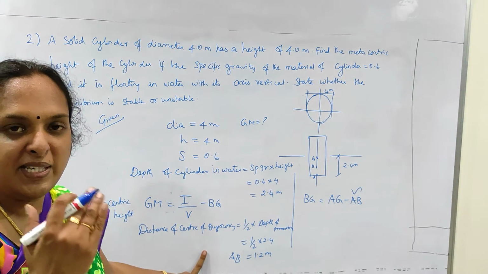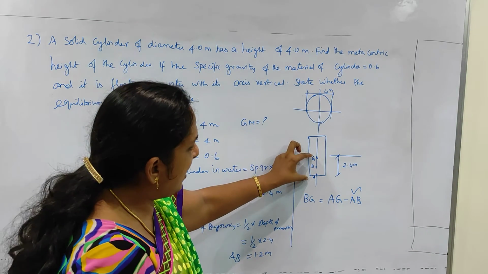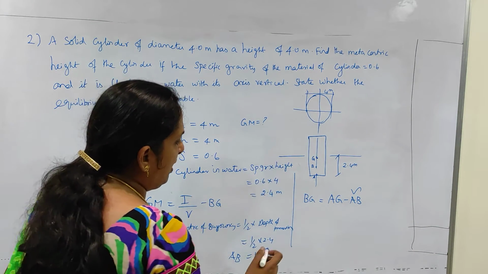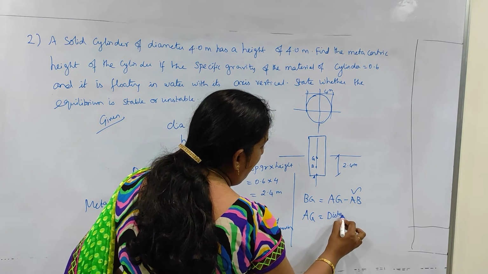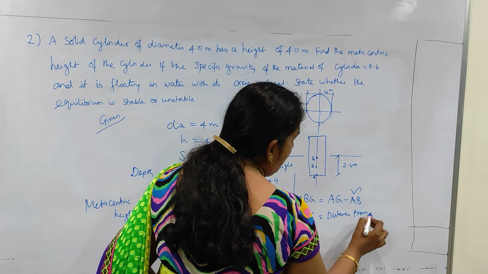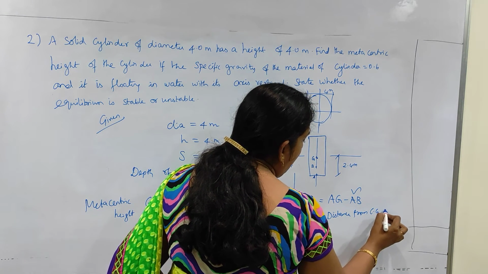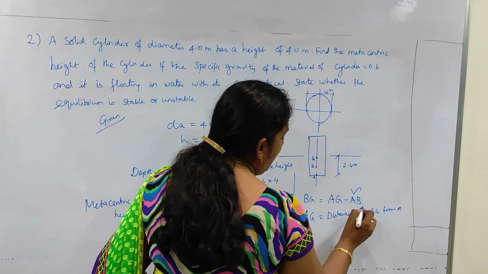Now I want to know the distance of the center of gravity from A. So that is the AG distance I have to know. What is the AG distance? That is the distance of the center of gravity from A.